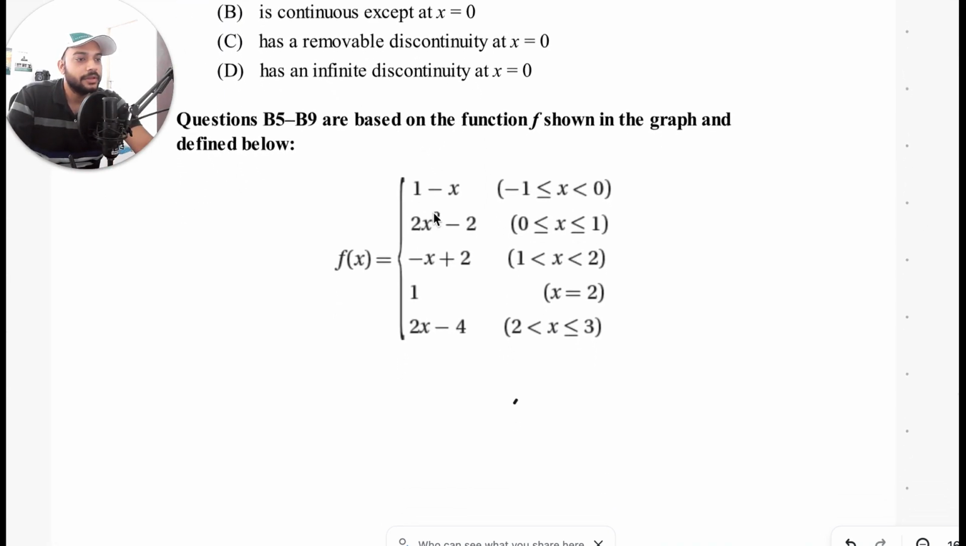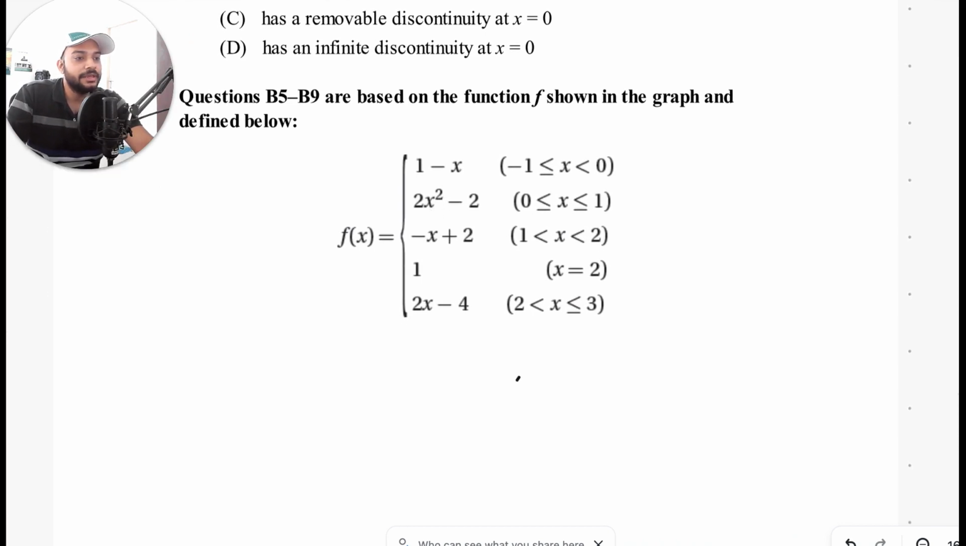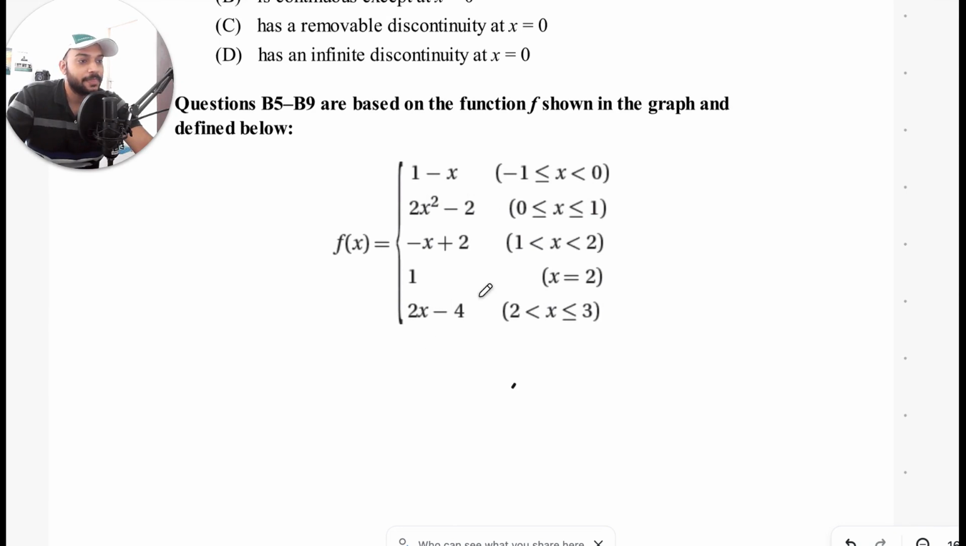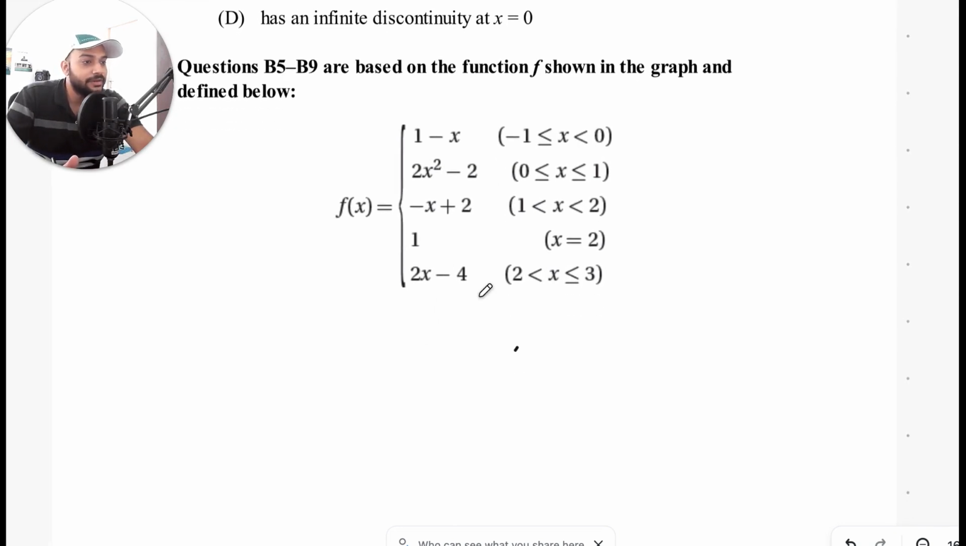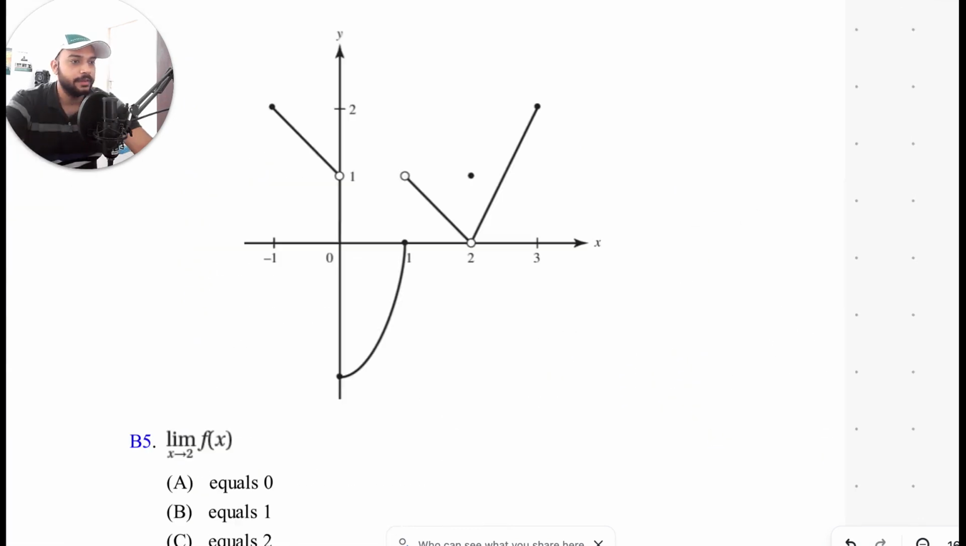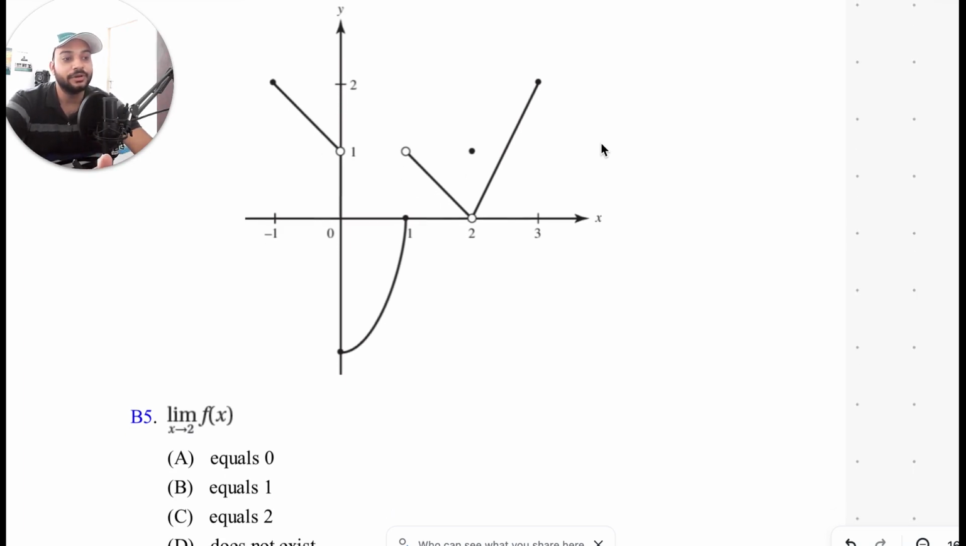Next question. Questions B5 to B9 are based on the function f shown in the graph and defined below. Okay, that's quite some definition. And we need to see the graph as well. Let me turn over the page. I'm going to take this opportunity to explain a very important thing to you this time. It's not always necessary that we use the function definition to solve the questions. Even the graph comes handy. So let's see how we solve questions through the graph.